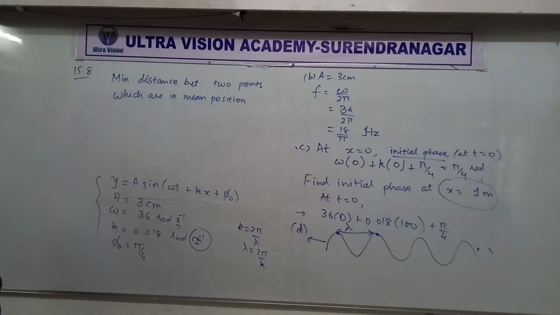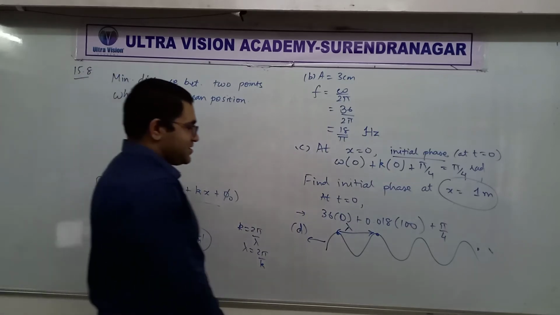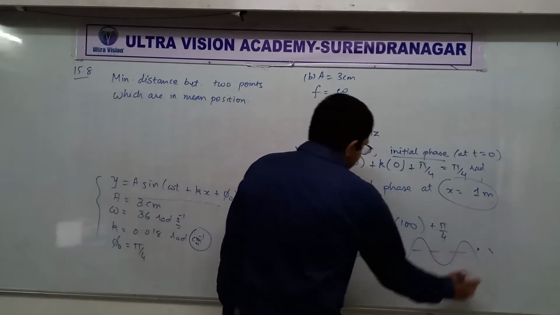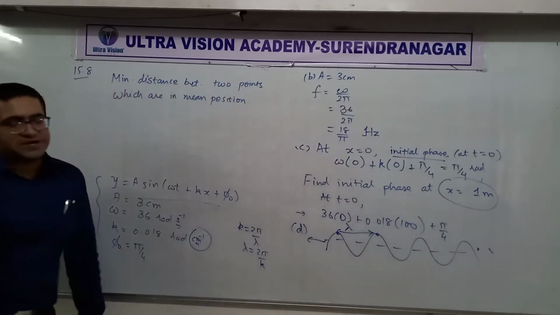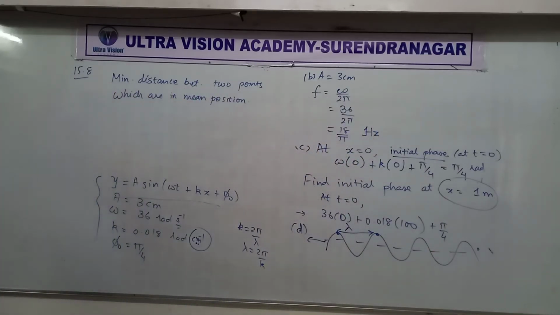Diagram is your friend. No diagram, no knowledge. Remember that. Okay, diagram is your friend. Look at this. Where do you think are 2 points with mean position? And what's the distance between them? The smallest distance between them.